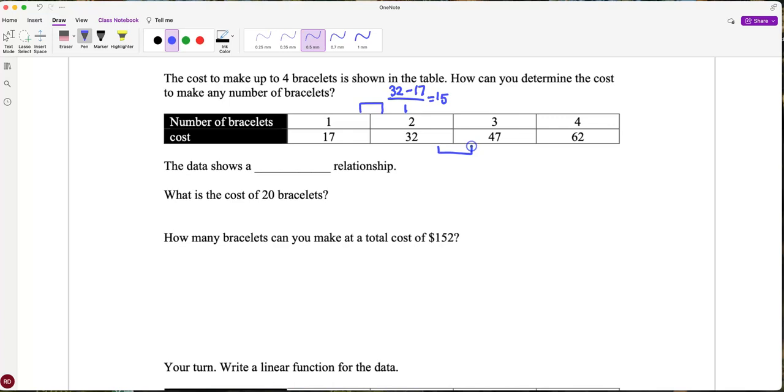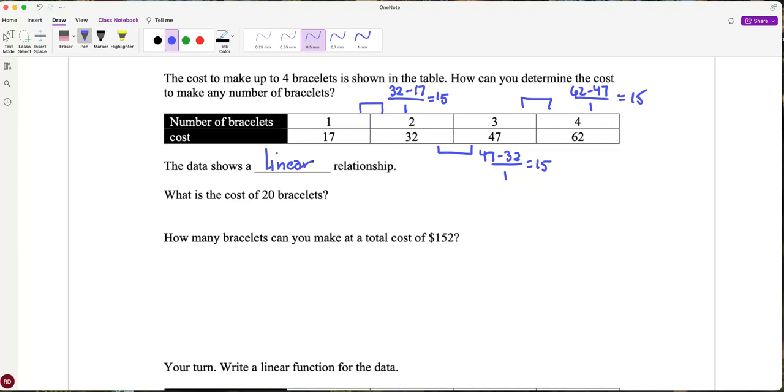Look at the slope from here to here. It's going to be 47 minus 32 over 1. That's 15. The slope from here to here is 62 minus 47 over 1, which is also 15. So the slope between all these points is the same. That's what it means to have a linear relationship, because when you look at a line, if you can determine the slope at any point on that line, you know the slope everywhere. So I can figure this out.